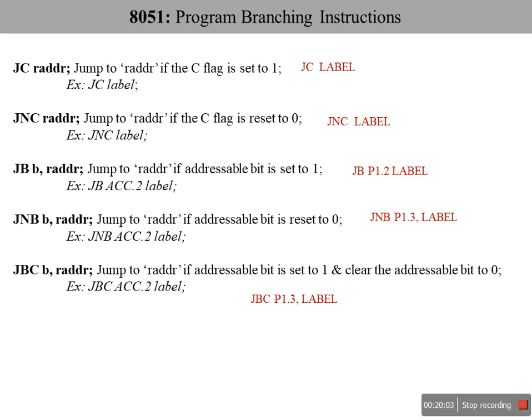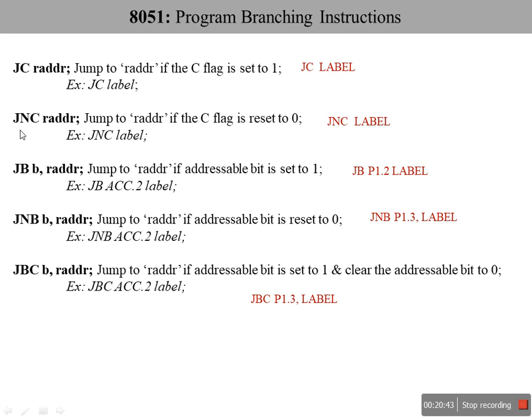Coming to instructions like JC addr, here we call it a relative address. JC, jump on carry, is a conditional instruction. The control jumps to the specified label if the carry flag is set to 1, like JC label. If the carry flag is set to 1, then control goes to the label, else it continues with the remaining instructions.